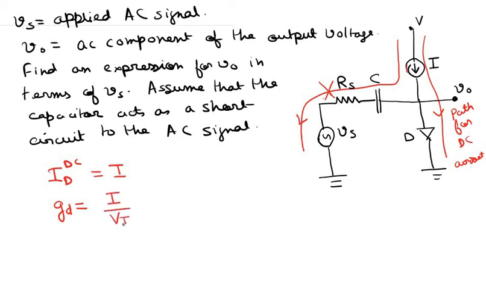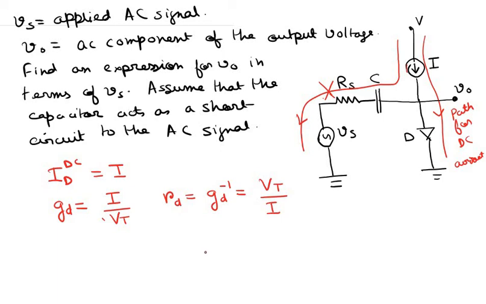divided by Vt. This we have learned earlier, that the small signal AC conductance of the diode is the DC current through the diode divided by the thermal voltage. Okay, so the small signal resistance is basically the inverse of this small signal AC conductance, which is Vt divided by I.